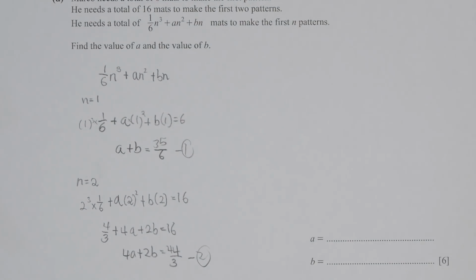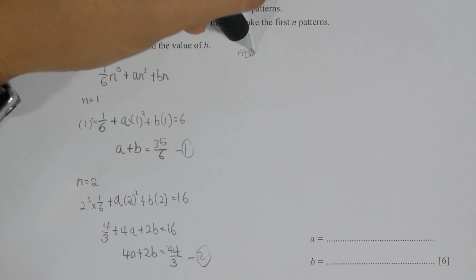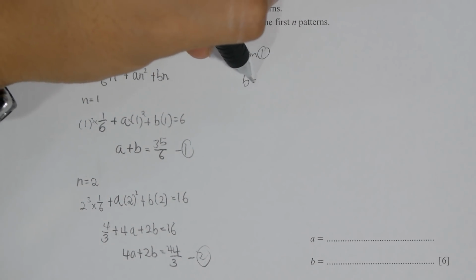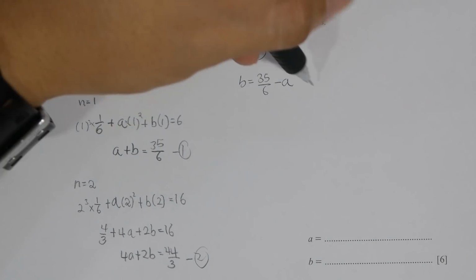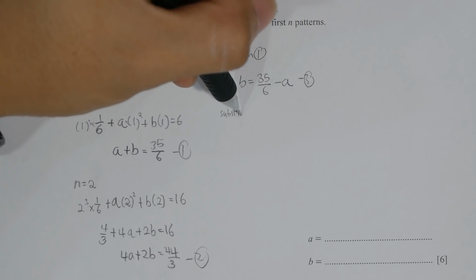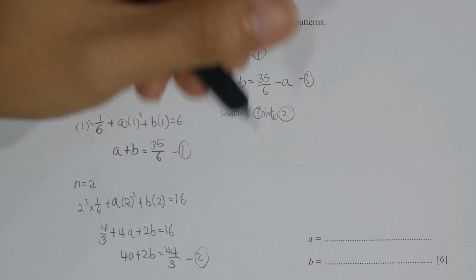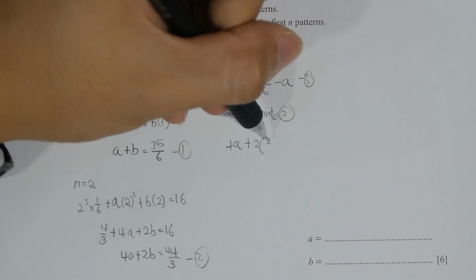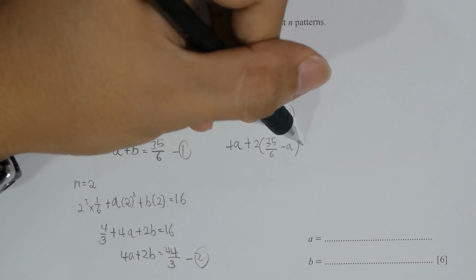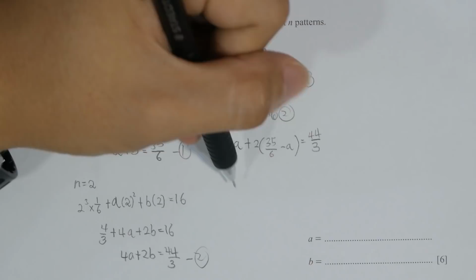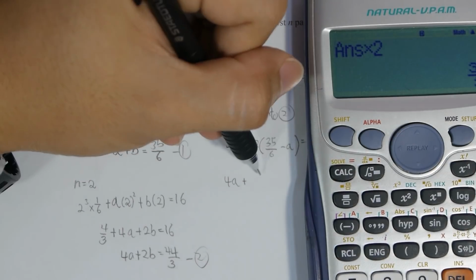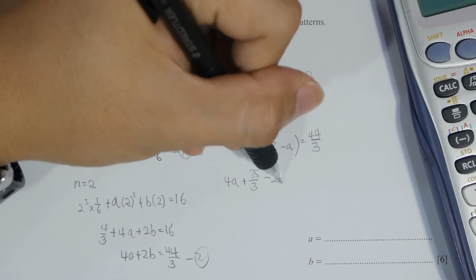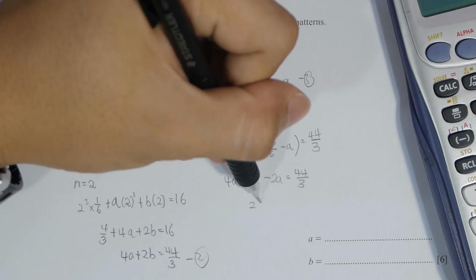So I worked out and selected b from equation 1 and constructed equation 3. So 35 over 6 minus a will be my equation 3, and substitute 3 into 2 to find a's value, which is 3 over 2. When a's result is 3 over 2, substitute it back into 3, then I get b as 13 over 3.